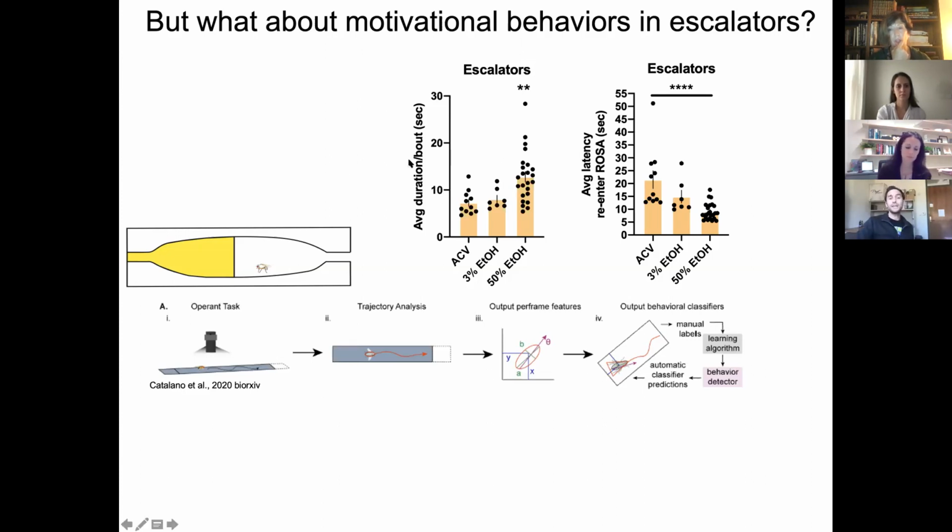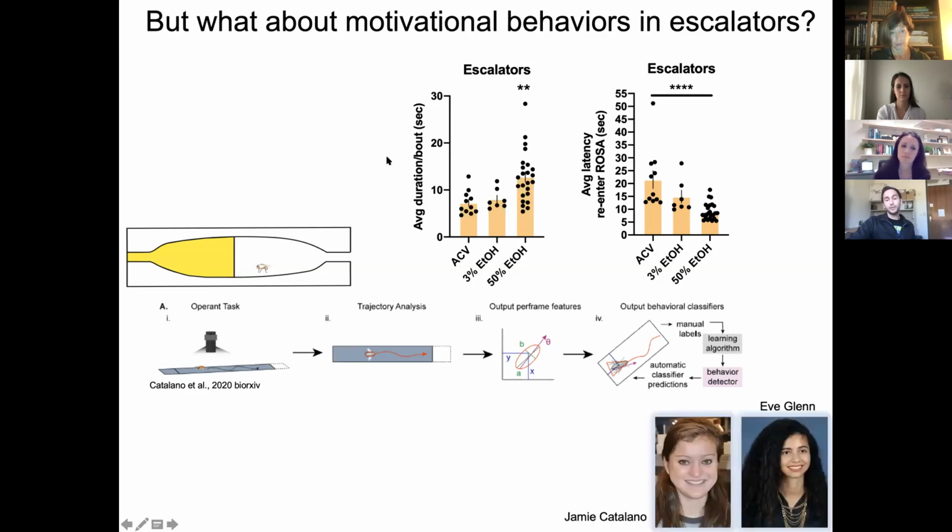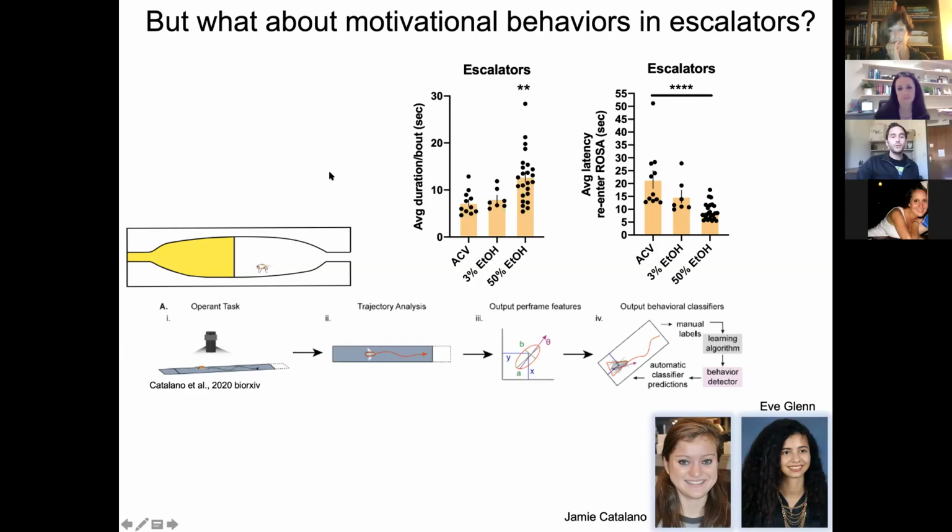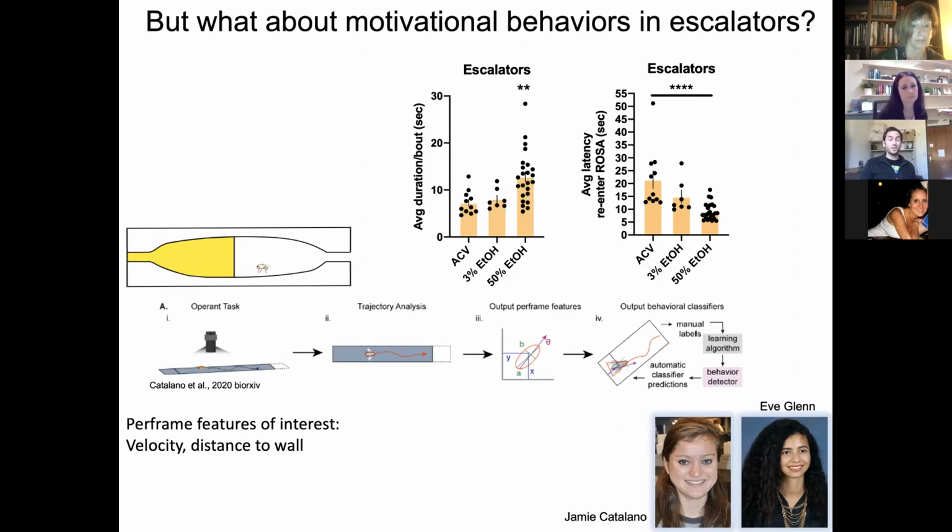So what I'm using is a C-Trax Java machine learning pipeline from these 2 fantastic scientists. Jamie Catalano, she actually has a paper out in bioRxiv, and hopefully she'll have a paper coming out soon. Amazing scientists, and an undergraduate who's working with me, Eve Glenn. And so what we're doing is we're looking at per-frame features that we can get from the videos of these flies. Some per-frame features we're really interested in are velocity, distance to wall, the magnitude of velocity. And we want to compare these behaviors between escalating, de-escalating, and stable drinking flies, and also between alcohol and natural rewards like apple cider vinegar.